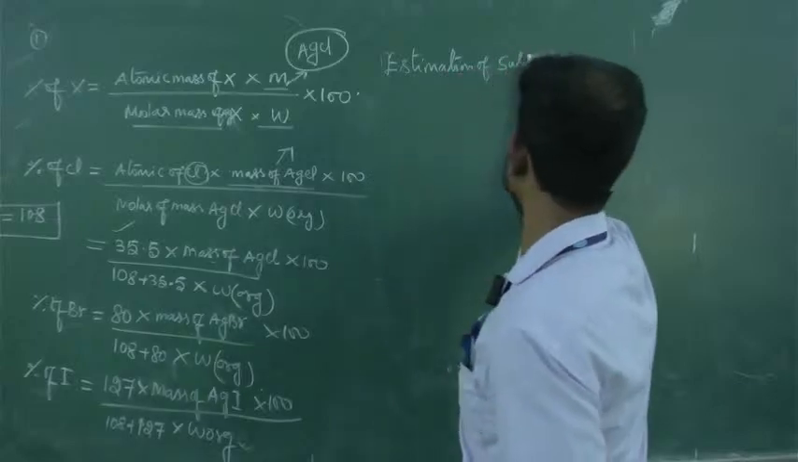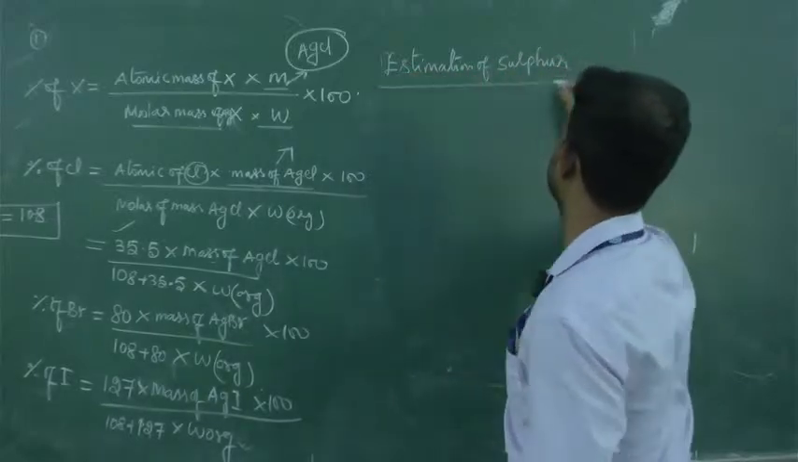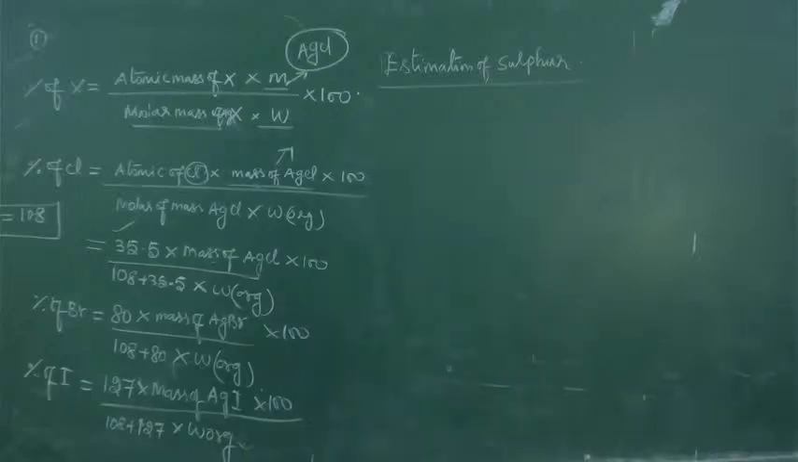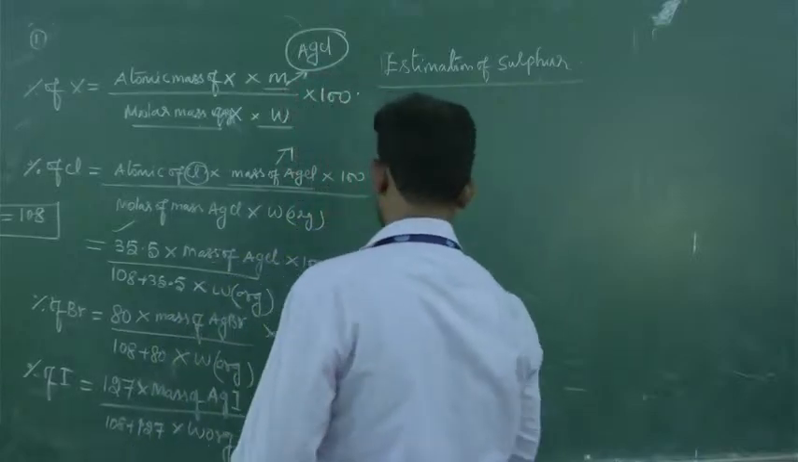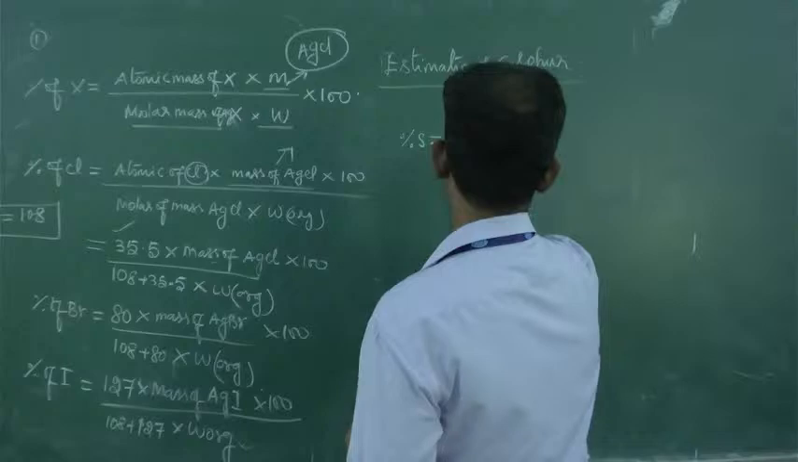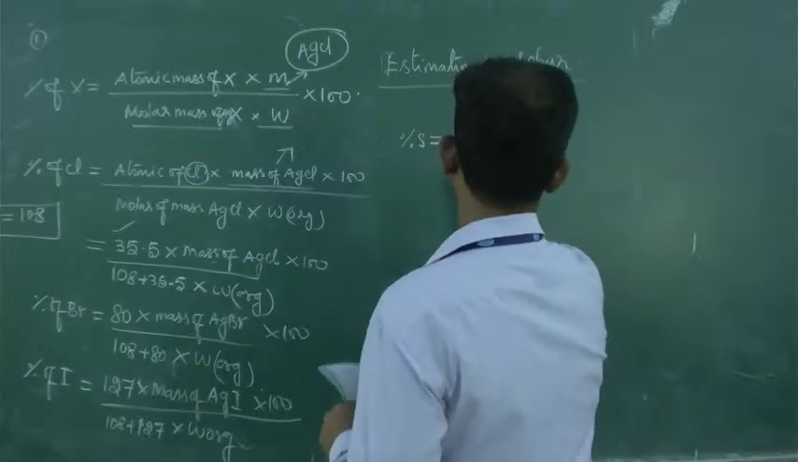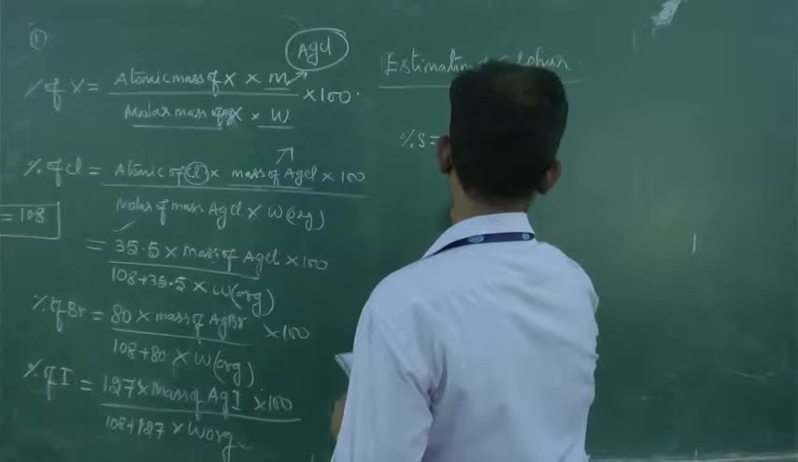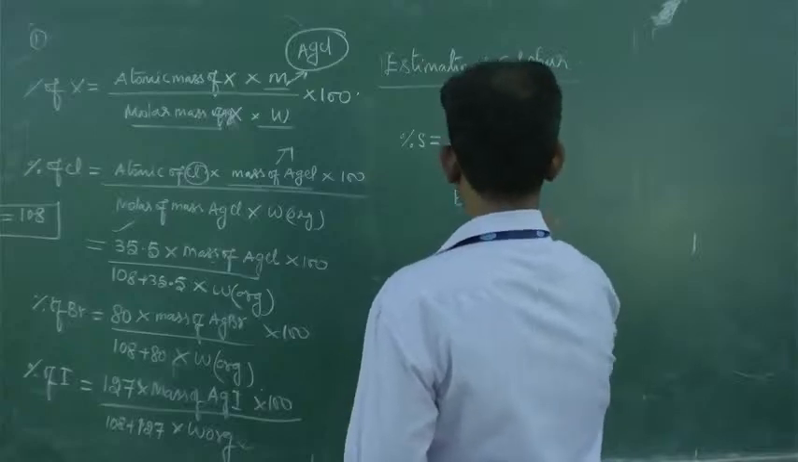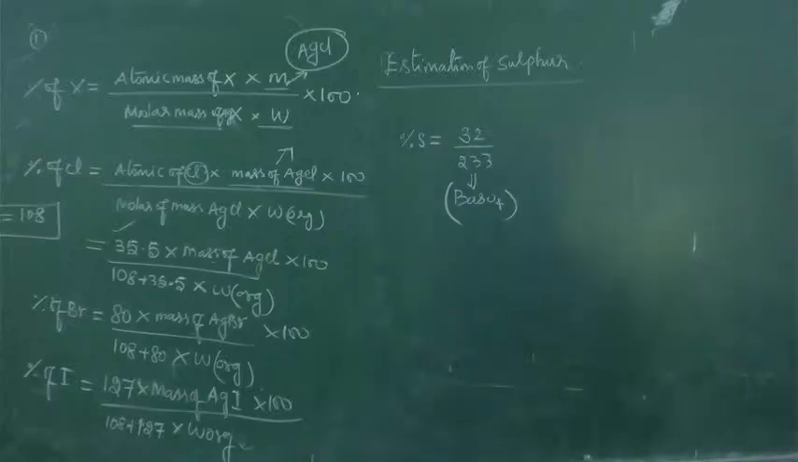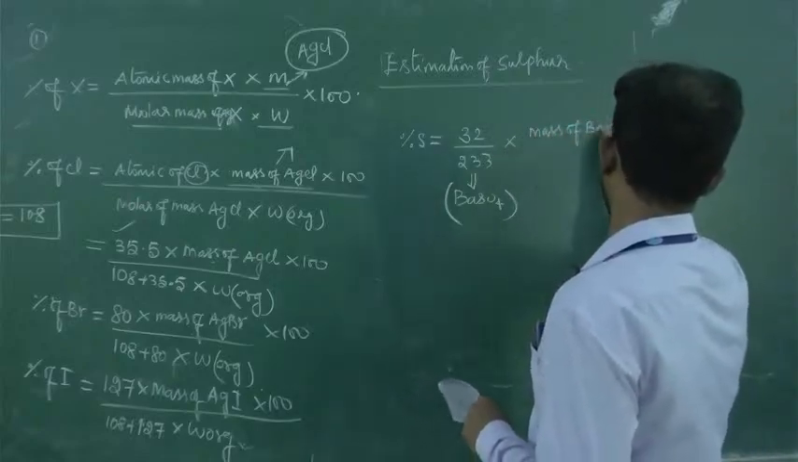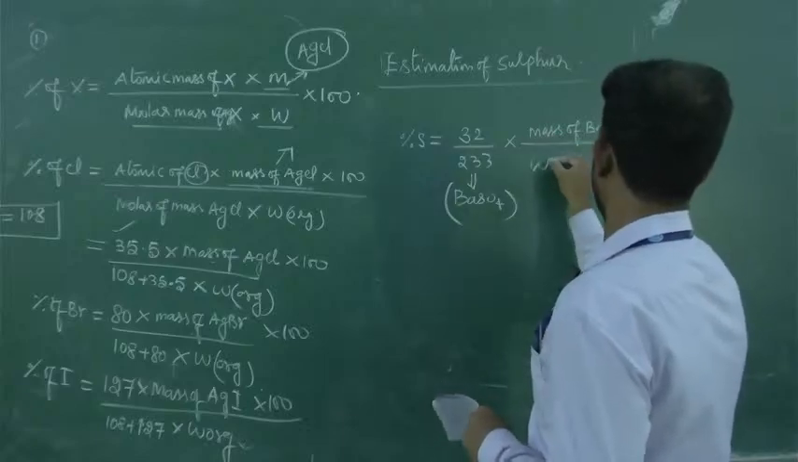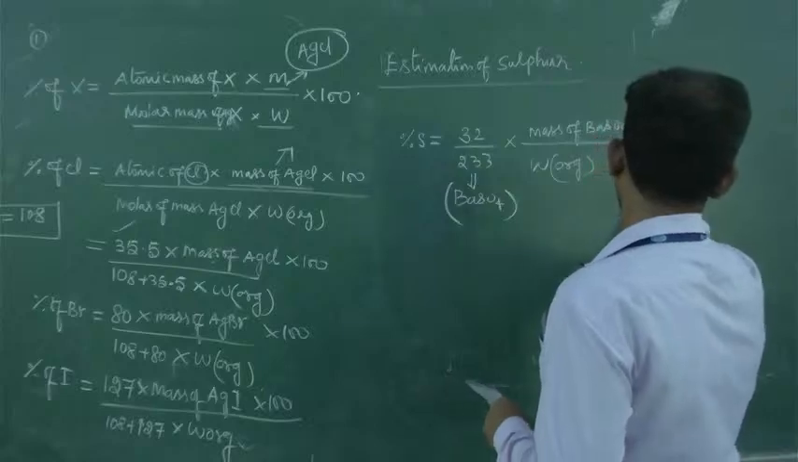Estimation of sulfur. Okay, estimation of sulfur. There is only one formula. What formula is given? Percentage of sulfur is going to be 32 divided by 233, into the mass of barium sulfate that is formed, divided by the weight of the given organic compound, into 100. 233 is the molar mass of barium sulfate, and the sulfur in it is what we are estimating.